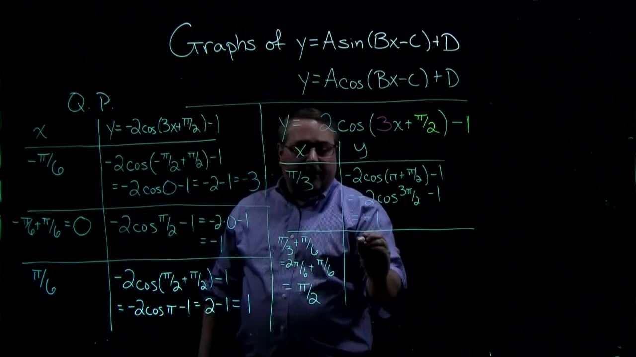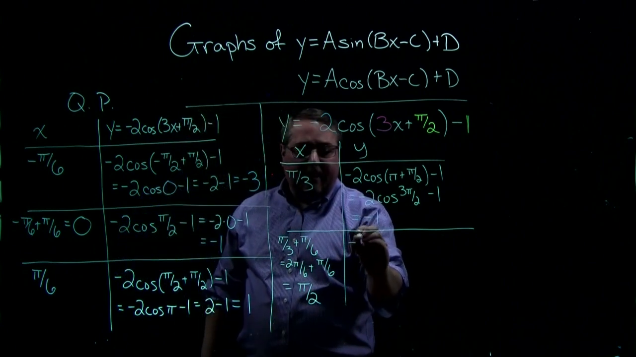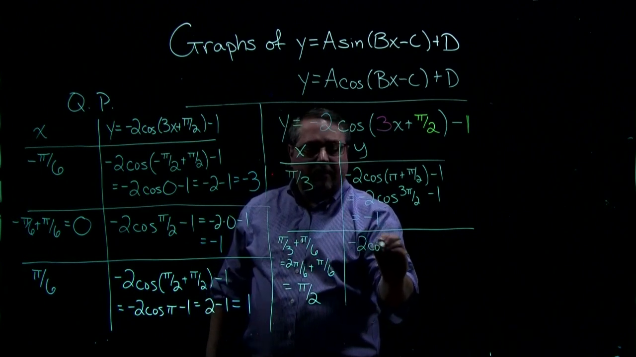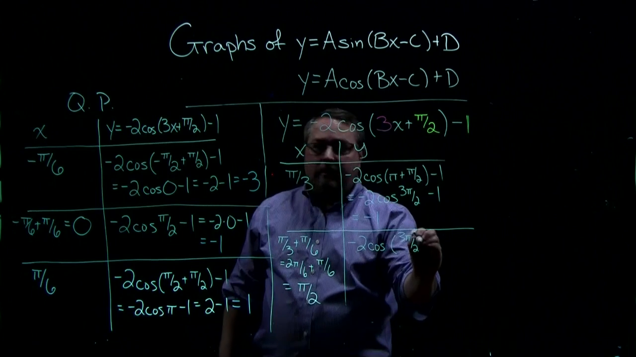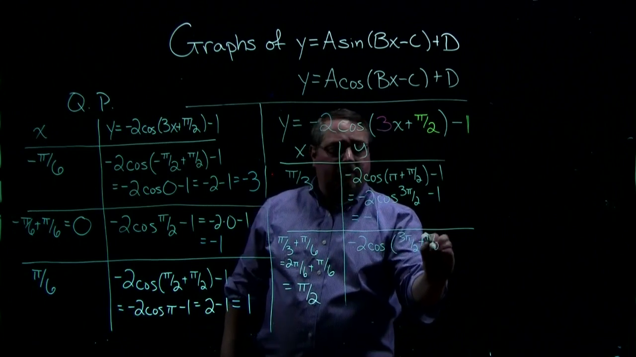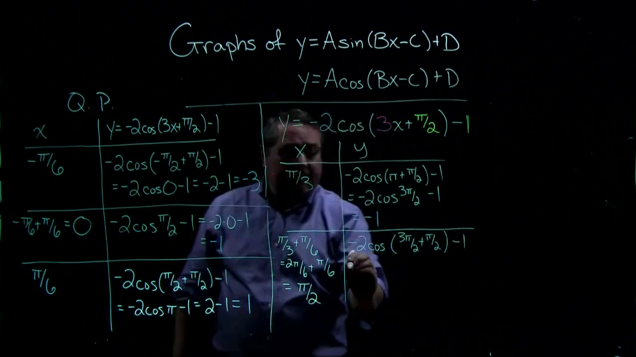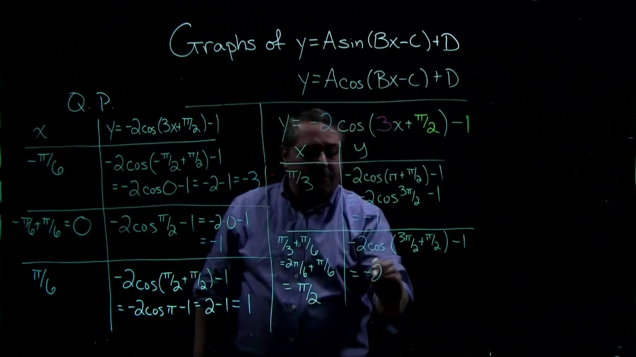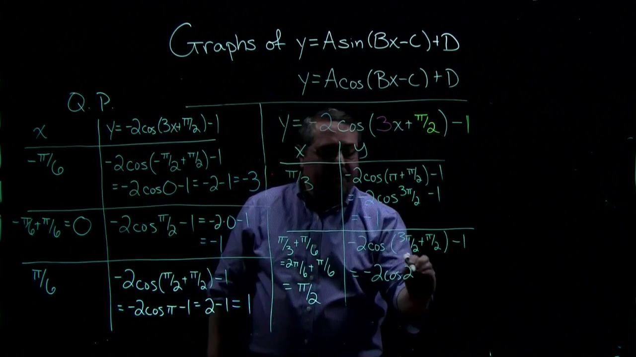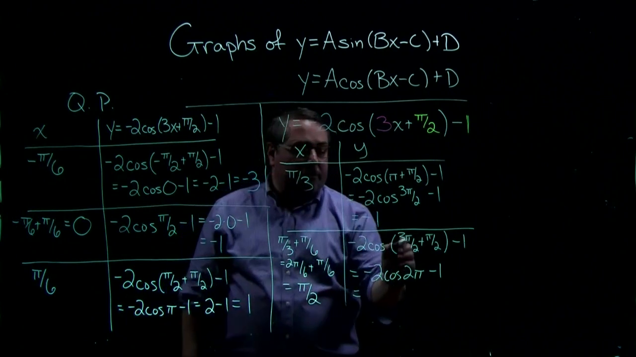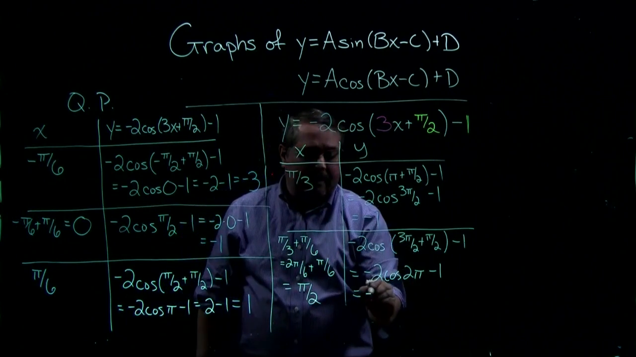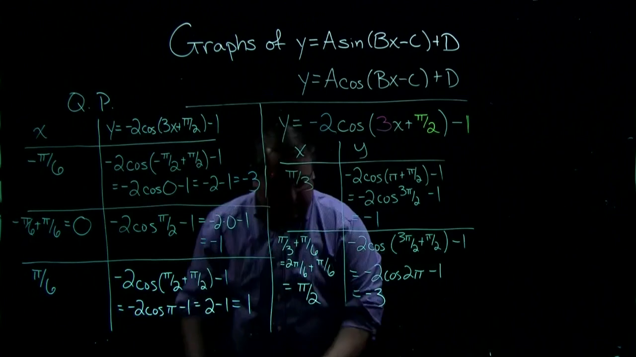And here, y is going to be negative 2 times the cosine of 3x, which is 3 pi over 2, plus pi over 2 minus 1. That's negative 2 times the cosine of 2 pi minus 1. And that's negative 2 times 1 minus 1, which is again negative 3.